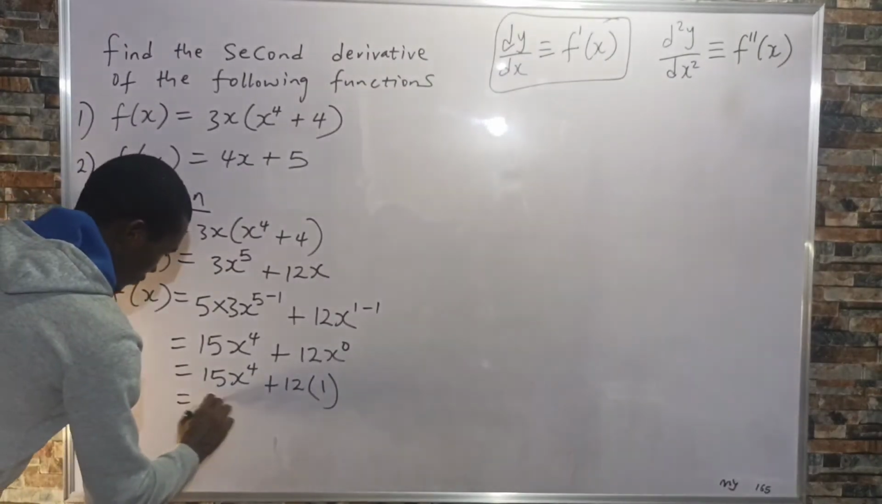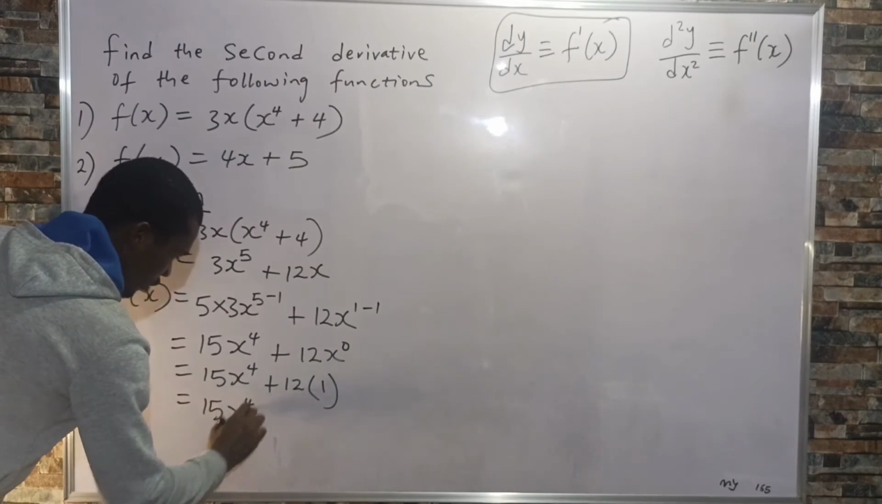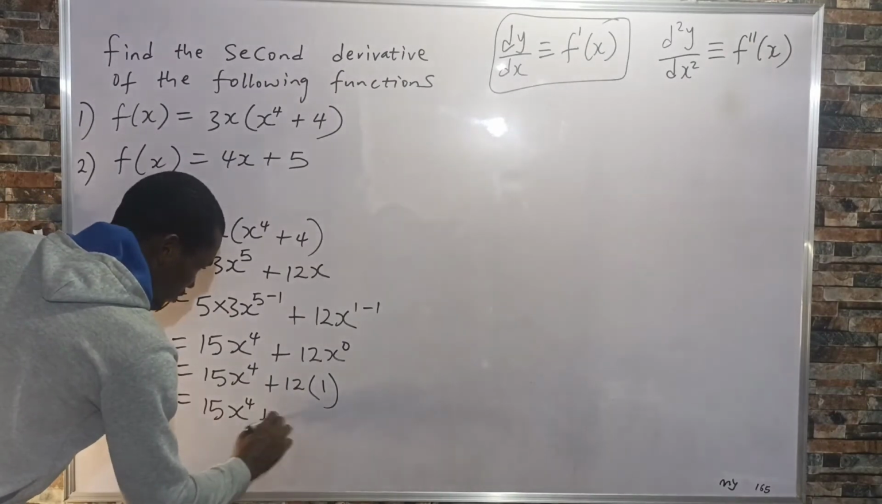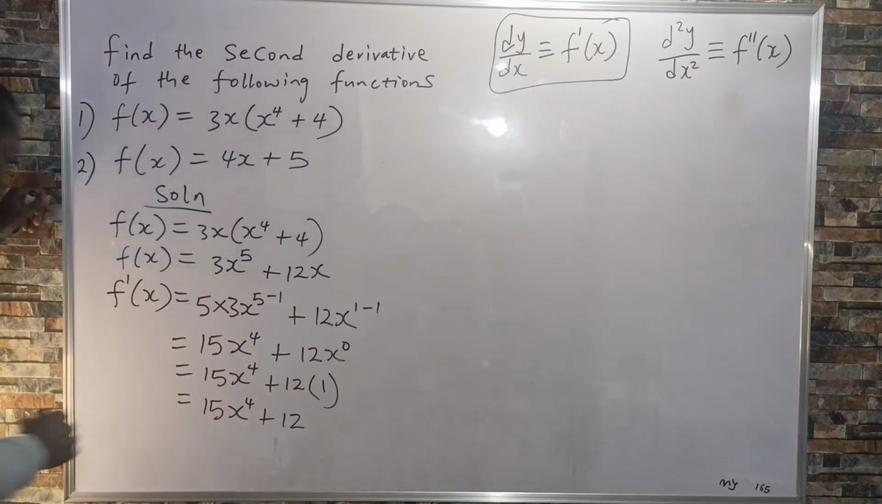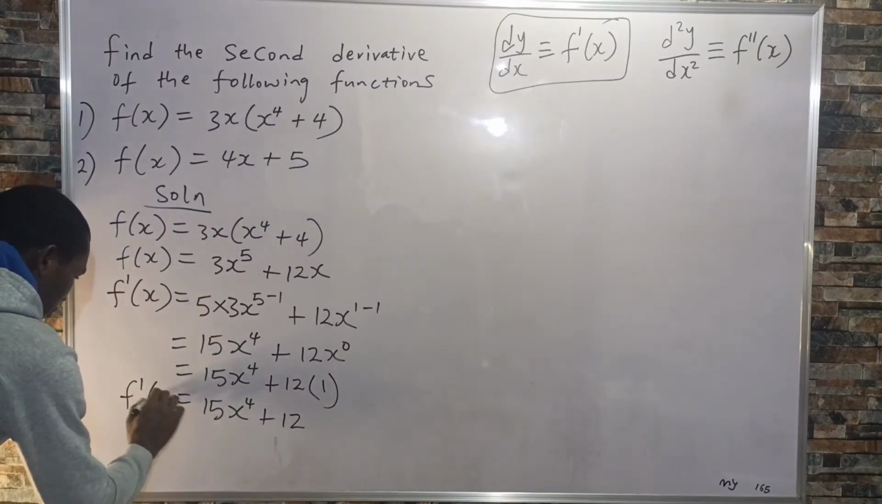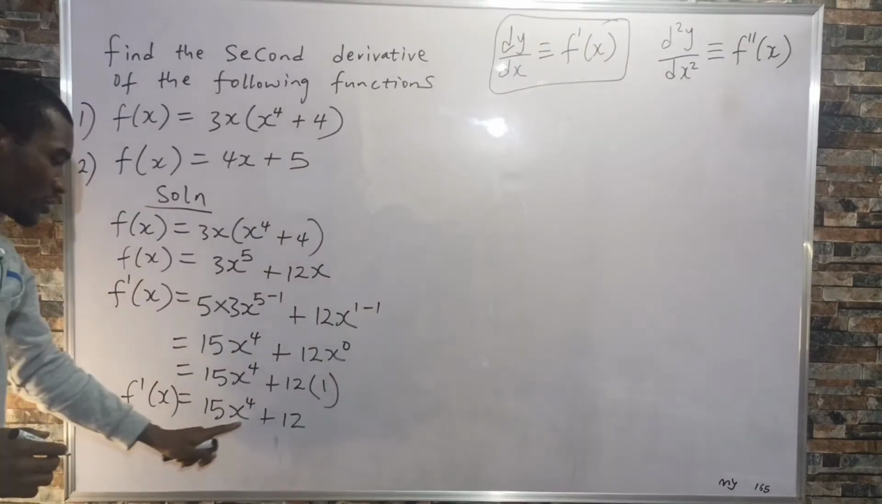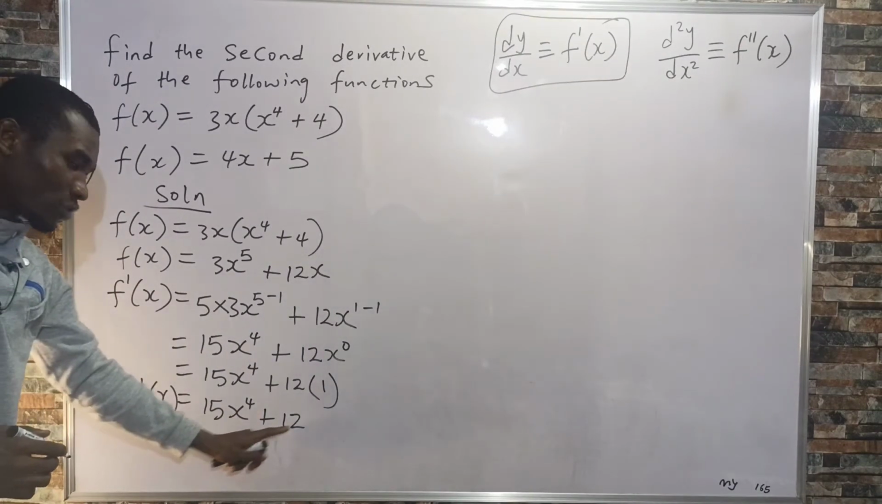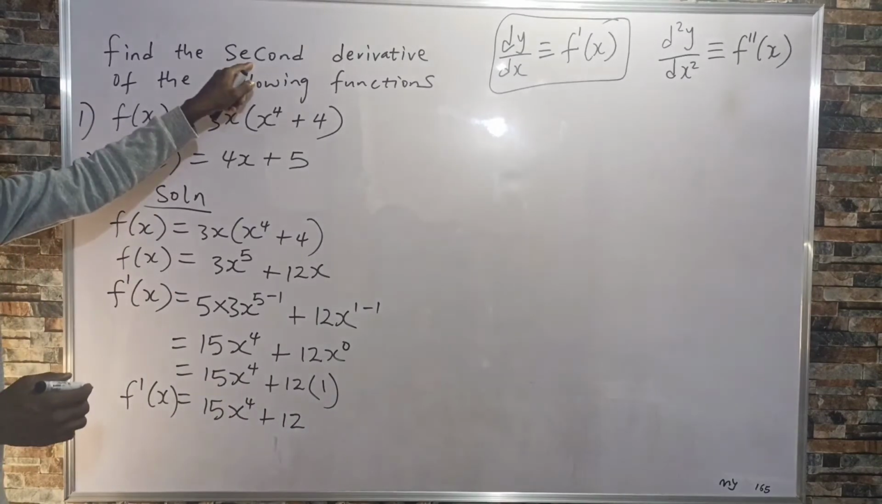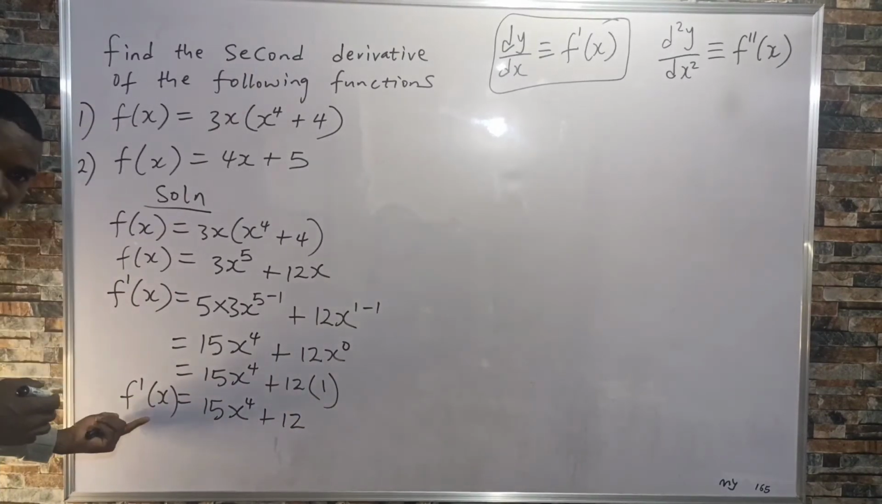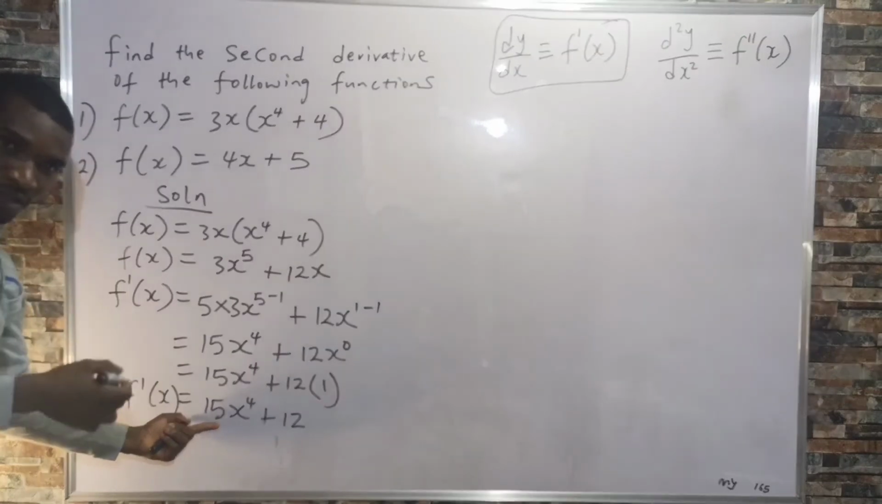Such that we have 15x raised to the power of 4 plus 12 multiplied by 1 will give us 12. So the f prime of x is simply 15x raised to the power of 4 plus x plus 12. But we are asked to find the second derivative. That means we must differentiate this function the second time.